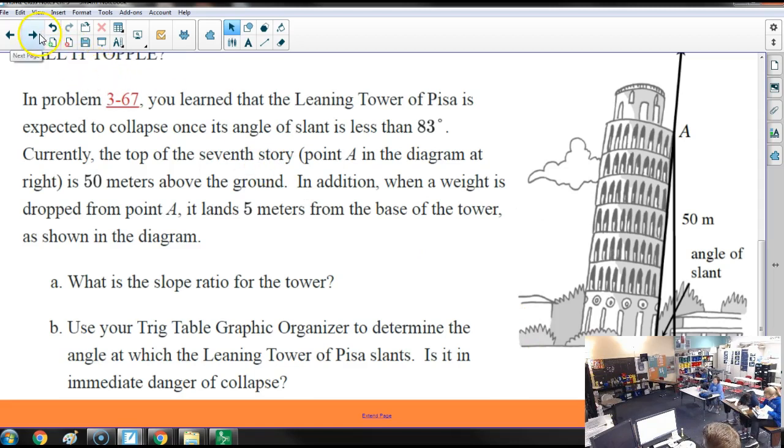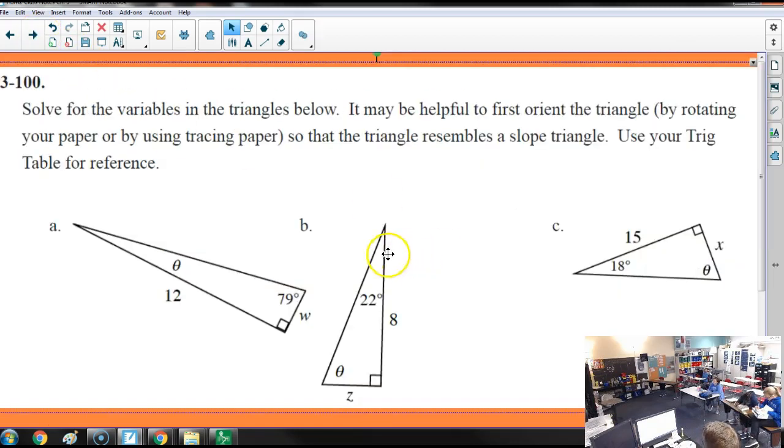So remember that yesterday we talked about that second tangent button on our calculator? So now if we're trying to solve for these unknown situations, go ahead and tackle those 3 problems.